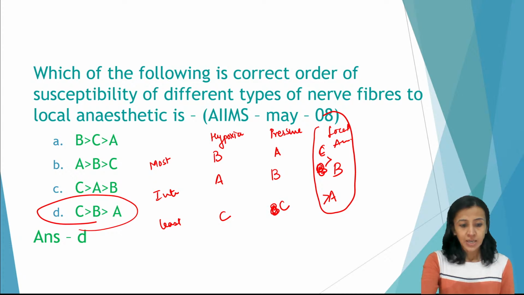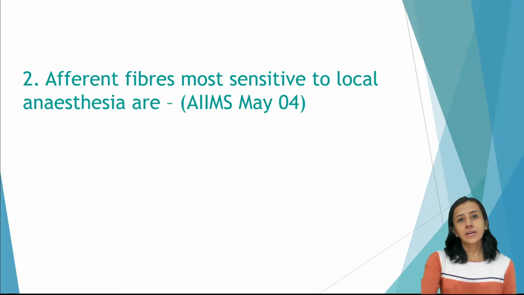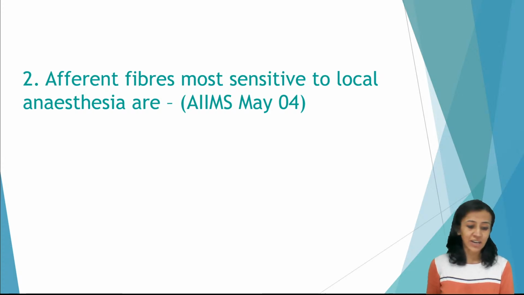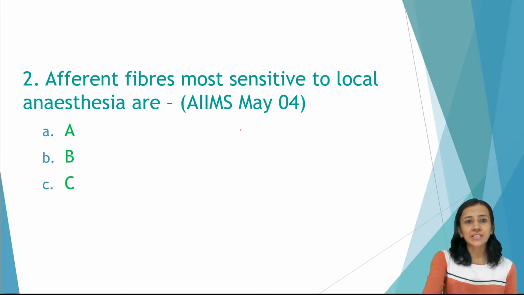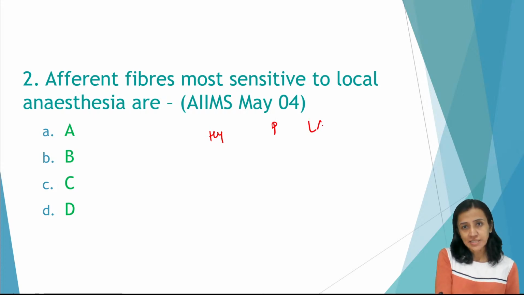Am I clear? Now we are moving to the next one. Afferent fibers most sensitive to local anesthesia. Again, the question is coming in a different way. This was also asked in AIIMS May 2004. Good, Aditya, correct option. Here again we have to make the same table, just revising it: hypoxia, pressure and local anesthetic.